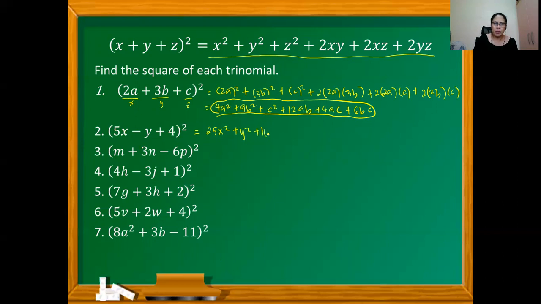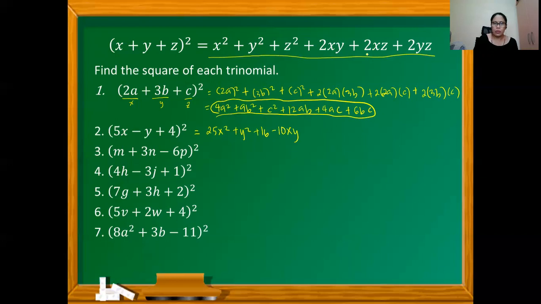4, 16. Now we have 2xy. This is 2 times the first term 5x times the second term negative y. Take note that the second term, class, has a negative sign. So this will give us a negative value on the fourth term because we are multiplying two unlike signs. So again, this is 2xy, which is equal to 2 times the first term times the second term. So we have 2 times 5x. This gives us 10x times negative y. So this is negative 10xy.